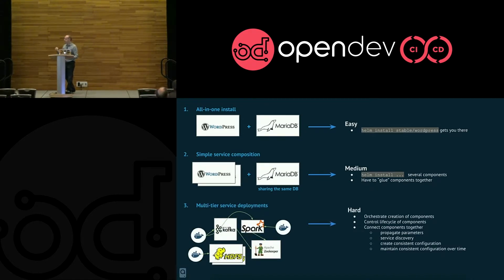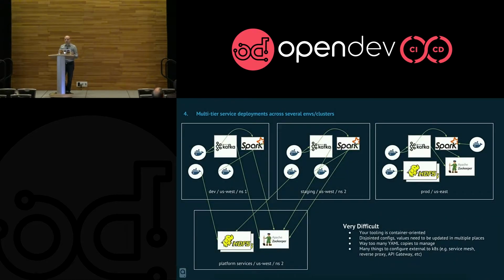When you are talking about more complex applications, then life becomes really hard, right? Because you have to bring up more Helm charts, connect them together, propagate parameters, and make sure configuration is consistent. When you change something, maybe it has to be changed in some other place as well. So this is hard. And finally, when you start getting into more complicated cases with service composition, right?